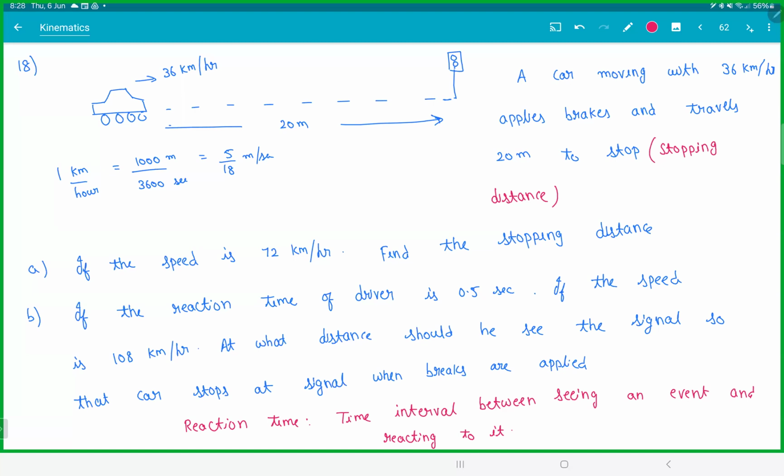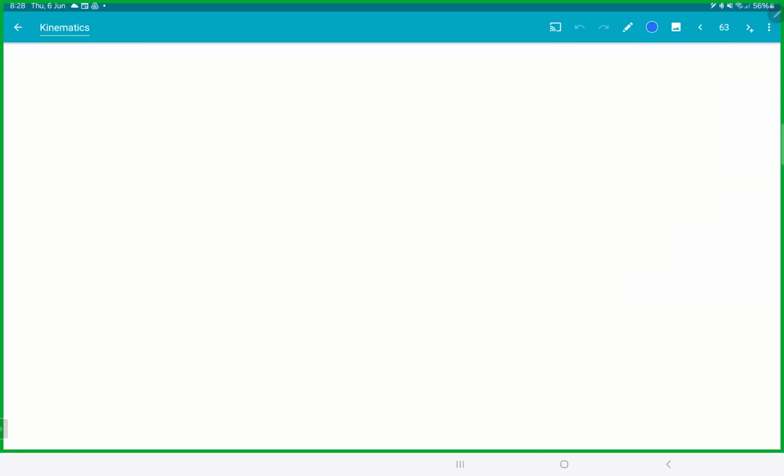Let's see the first one. The vehicle is traveling at 36 kilometers per hour, which is actually 10 meters per second. The vehicle stops in 20 meters. So we are using v square minus u square is 2as. That is 0 minus 10 square is 2a times 20.